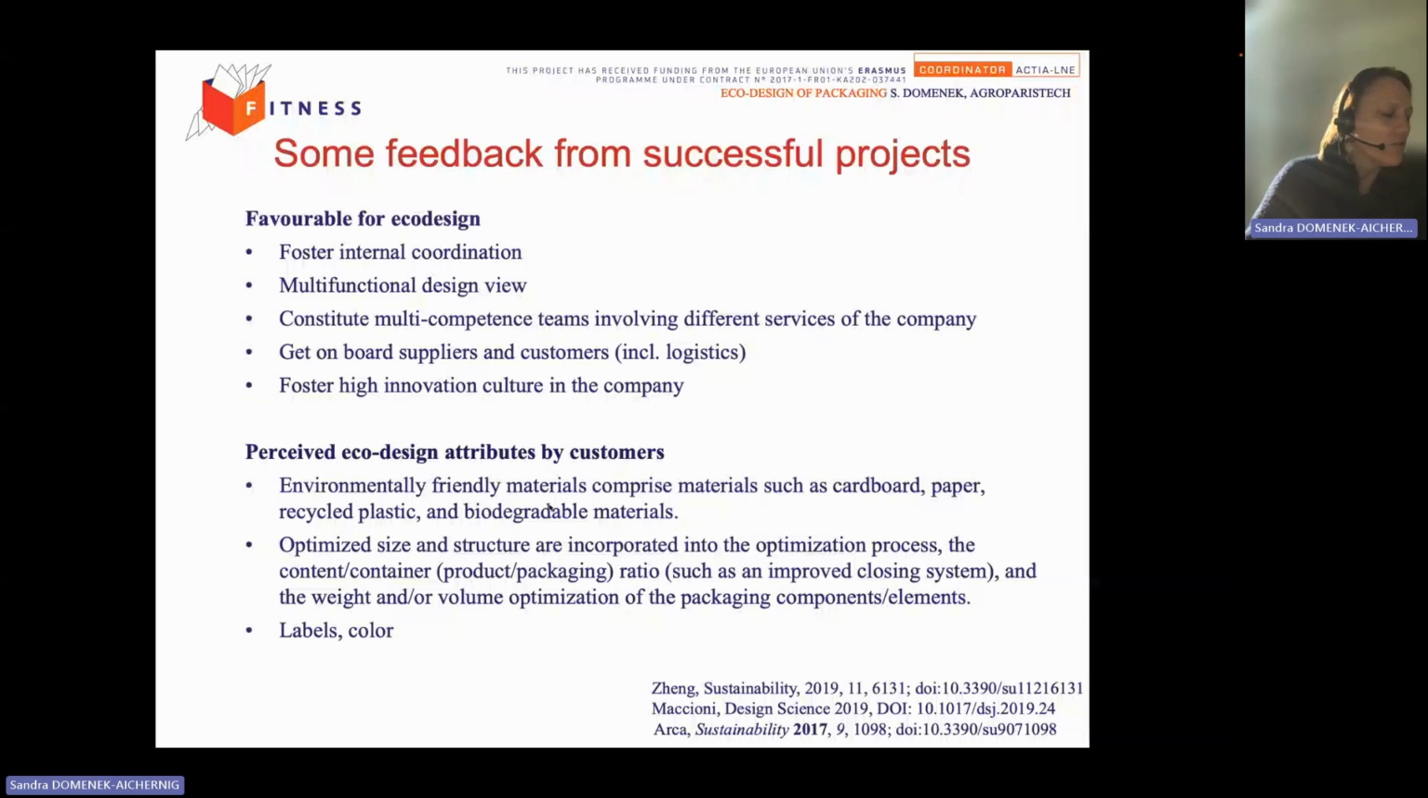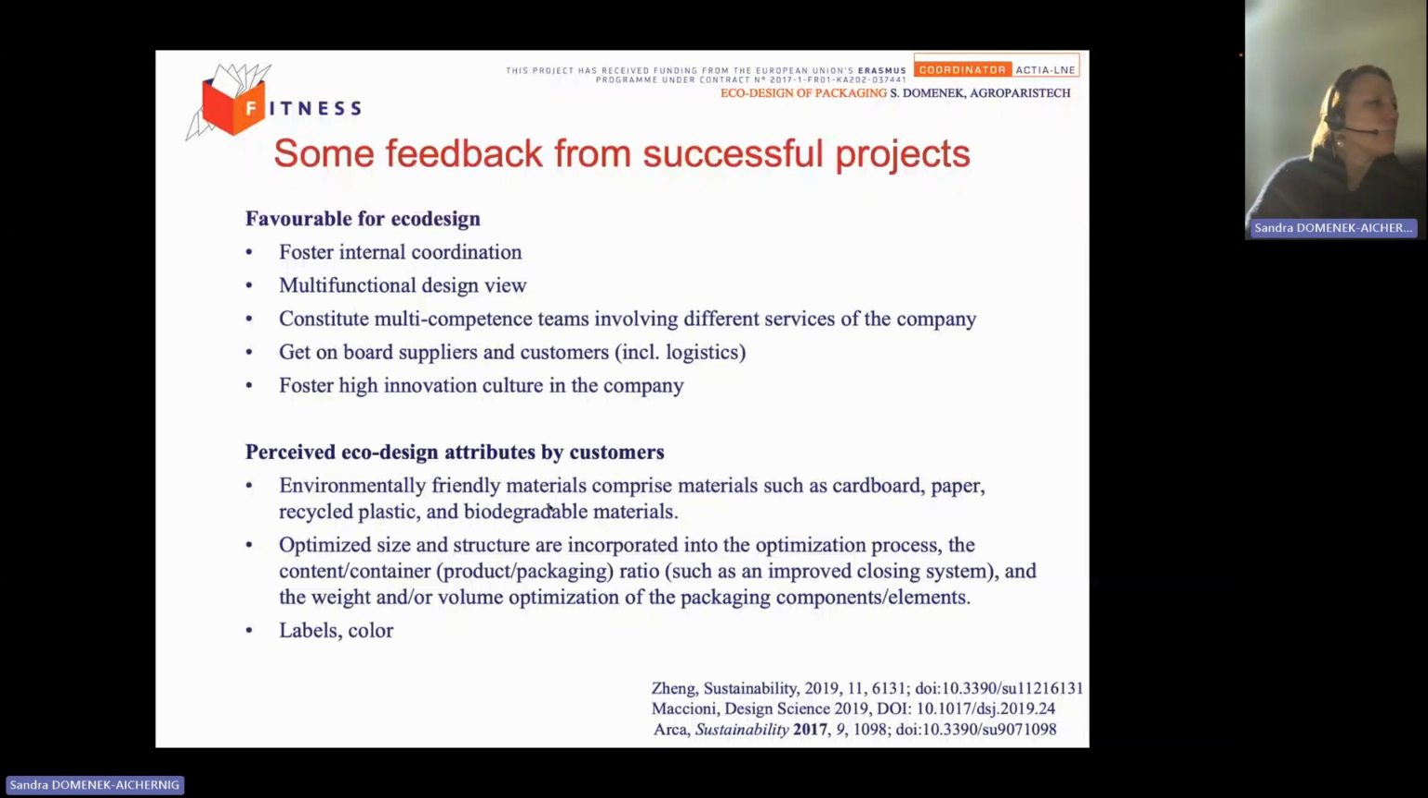And then you need also to think about what the customer is going to perceive from the eco-design attributes. So the customer has in his head some types of environmentally friendly materials. So when you use them, you have a chance to be understood. He understands also labels and colors. So labeling is something which is of high importance because this is helping you to communicate the outcomes of your design strategy.